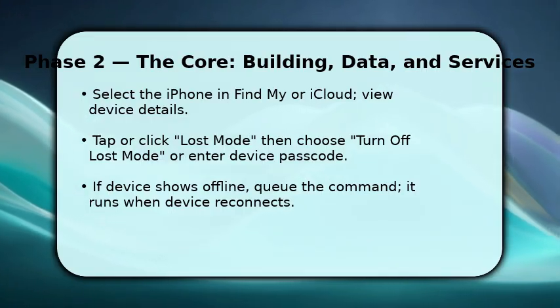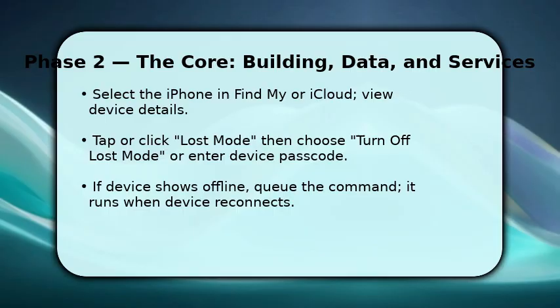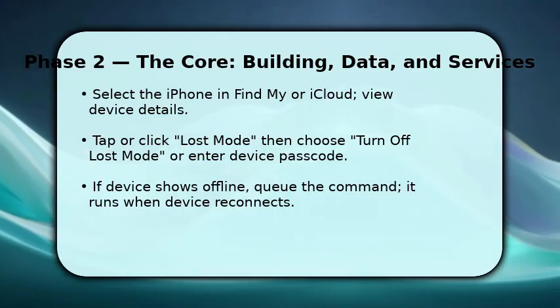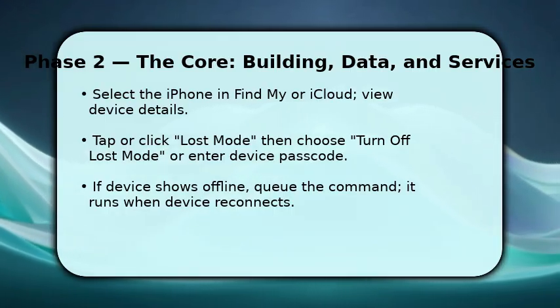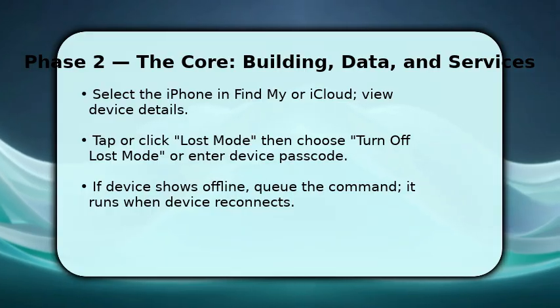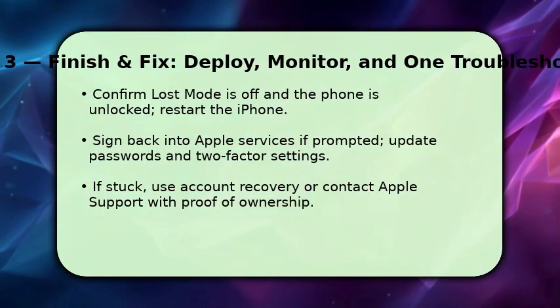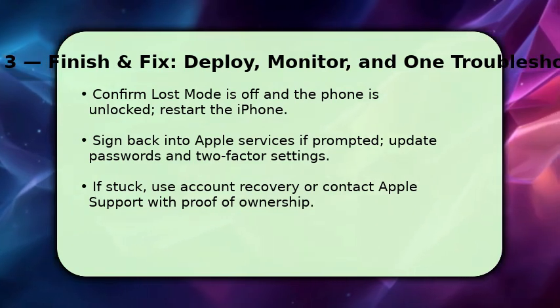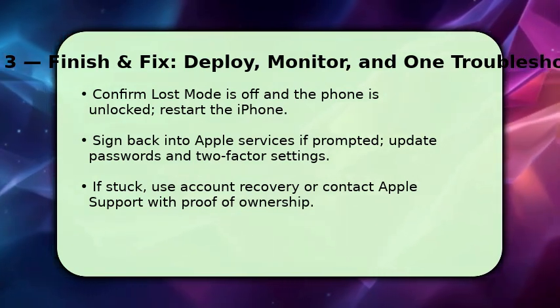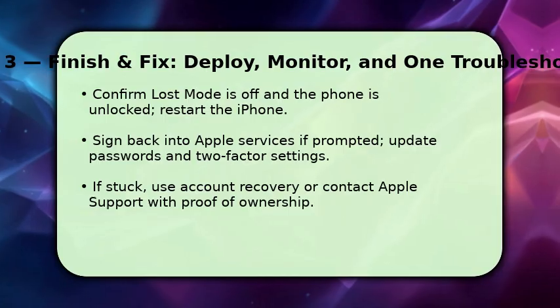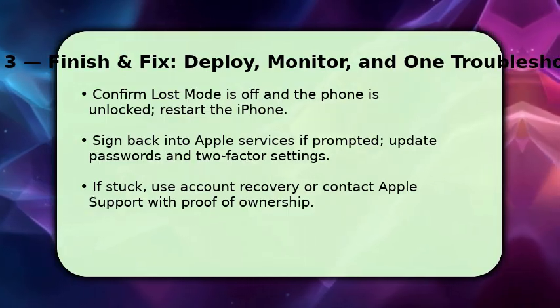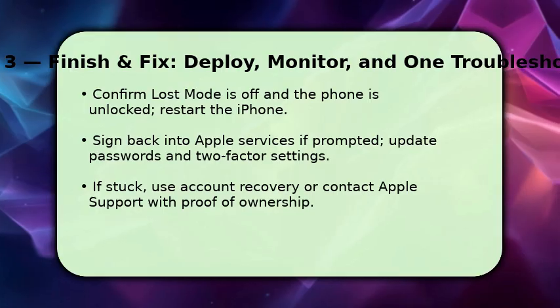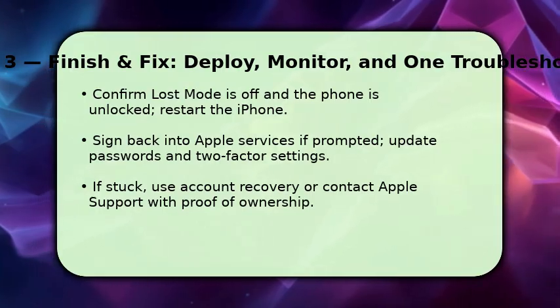While waiting, change your Apple ID password if you suspect compromise, because it prevents unauthorized reactivation and protects your account during the reconnection interval. Finish by confirming the device shows as unlocked in Find My, then restart the iPhone to clear any residual alerts. Make sure you sign back into Apple services where needed and update passwords plus two-factor authentication settings to prevent repeat issues.